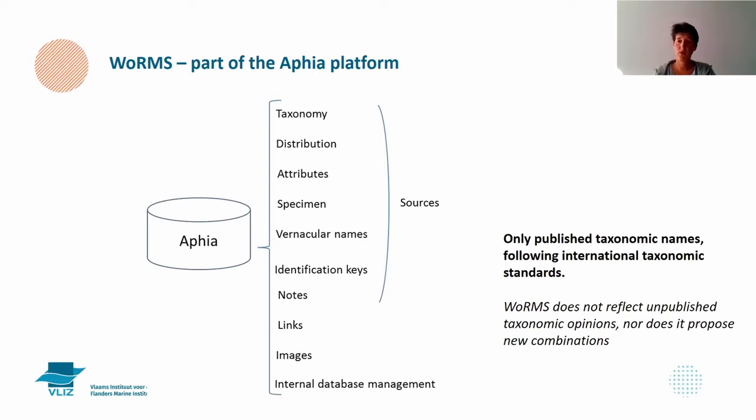Now, what we do is we only put into the system published taxonomic names following those international taxonomic standards. And that's very important because WoRMS is not there to reflect unpublished taxonomic opinions, and it will not propose new combinations. So every information part that we have needs to be documented, basically, and that is the sources part.